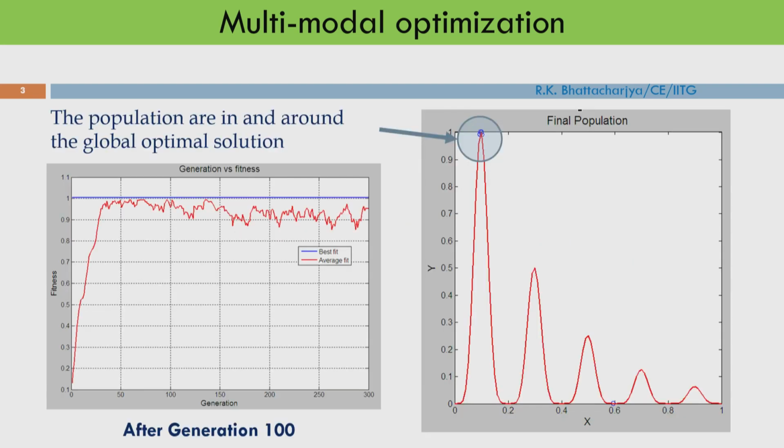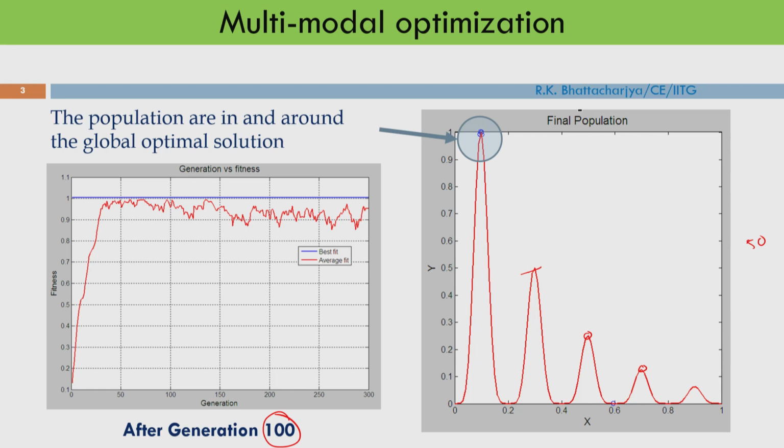Now, let us apply genetic algorithm. I have shown you the results after 100 iterations. I have applied genetic algorithm here with a population of 50, and you can see that all the populations are at the global optimal solution. There is no solution on the local optimal solutions. All the solutions are converging at the global optimal solution.